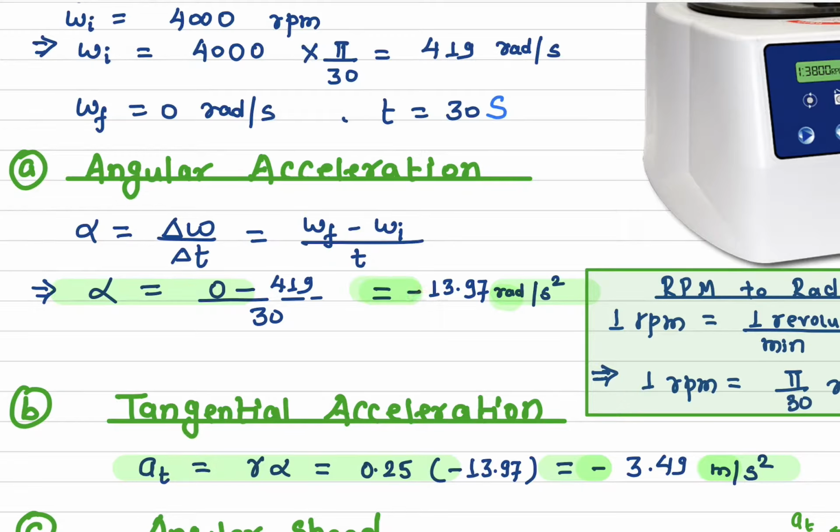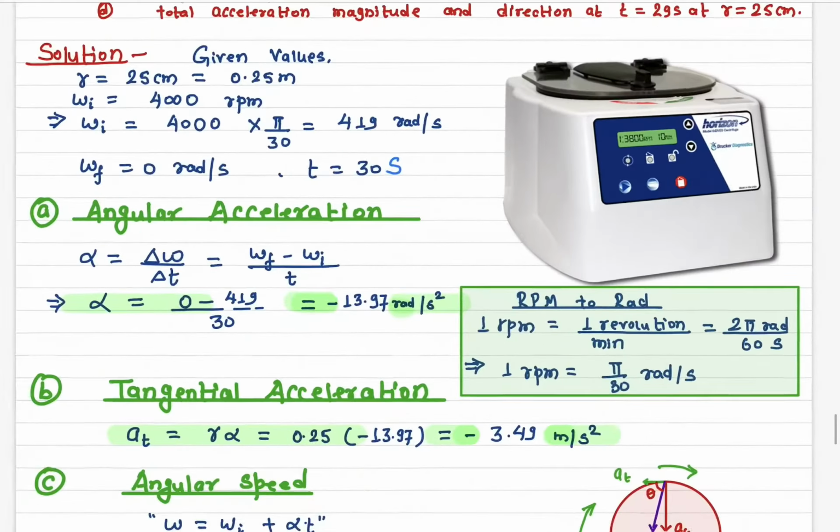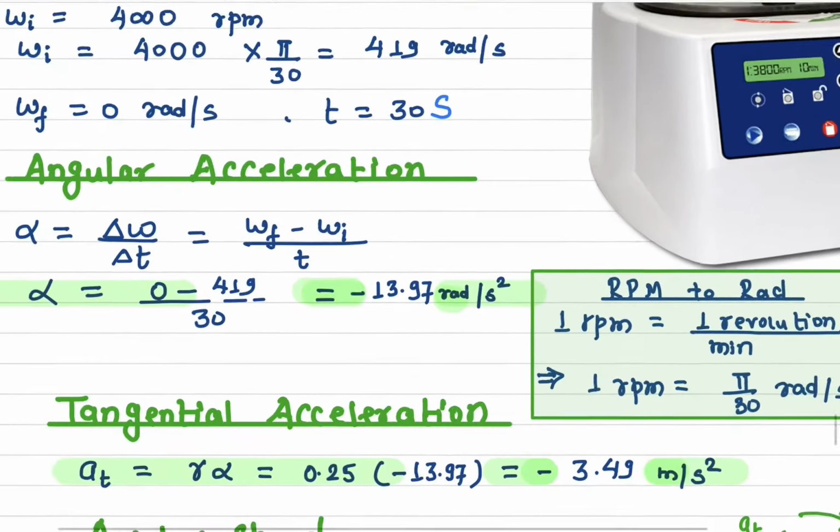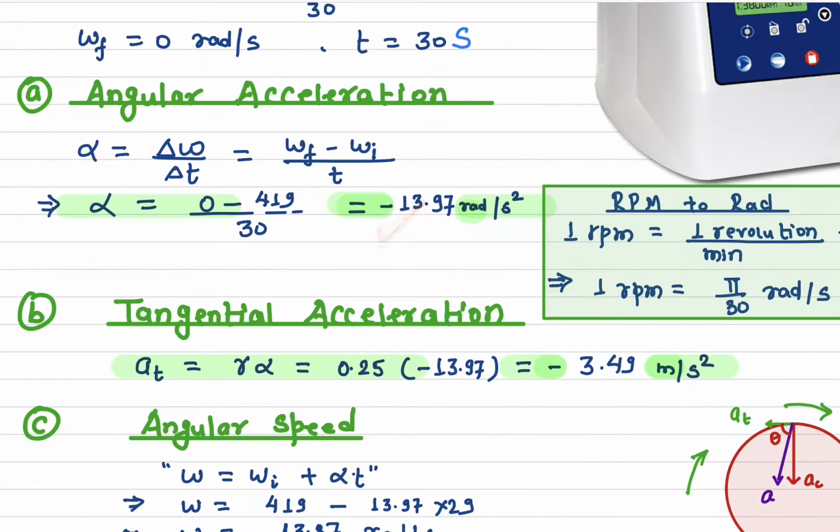What does the negative sign mean? I would like you to pause the video and think about what the negative sign means. The negative sign simply means this spinning disk is slowing down, or it is coming to a stop. That's what the negative sign means. So this is the average angular acceleration.